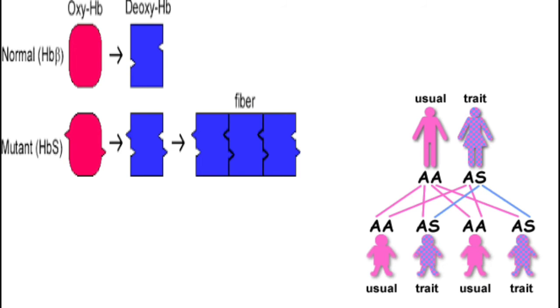So like if both of the parents have HBA and HBA, once they have their kids, the kids will most likely, 90% or 99%, have the HBA and HBA genotype. But if one parent has HBA and HBS, then the kid might get the HBS from one parent and end up with HBA and HBS.